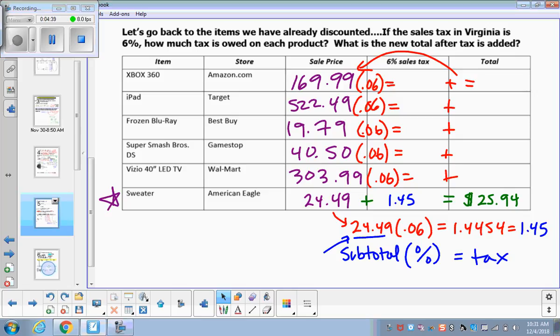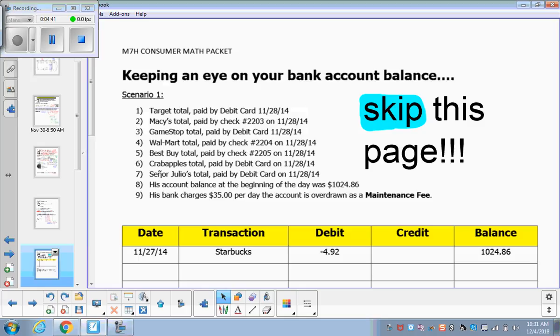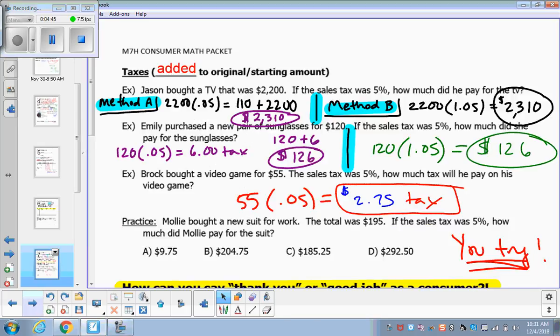Now go ahead and flip. We're going to skip over page 4. So now you can join me on page 5. At any point in the video, folks, if you need to pause it so that you can copy some of the stuff down, that's fine. But for the taxes, I want to remind you that taxes are added to the original or the starting amount.